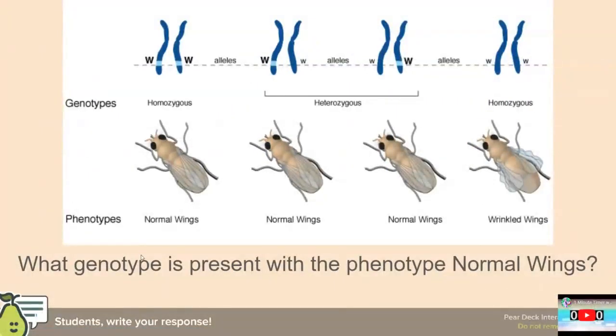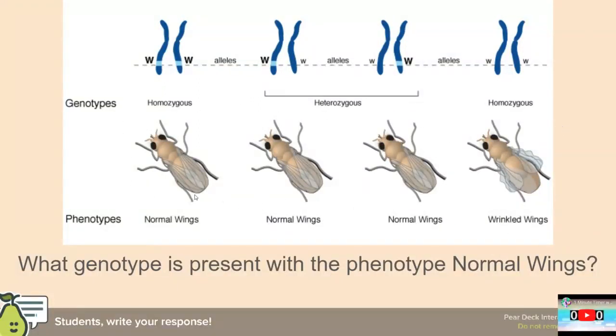So looking at these flies, this question asks what genotype is present with the phenotype normal wings. So I can look at these 4 flies. This fly has the phenotype normal wings. This one has normal wings, and this one has normal wings. The last one has the phenotype wrinkled wings, so I'm not going to pay attention to that one.